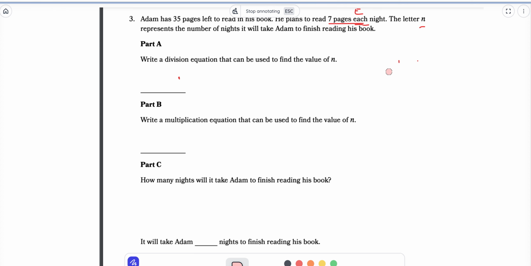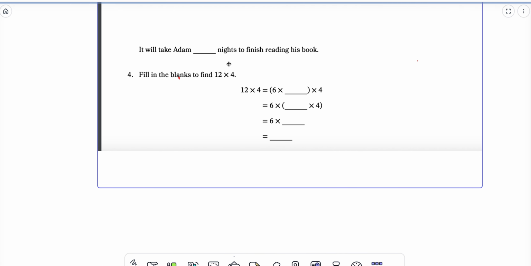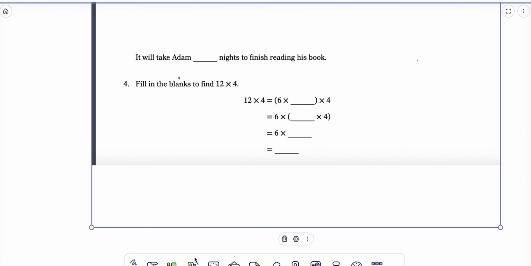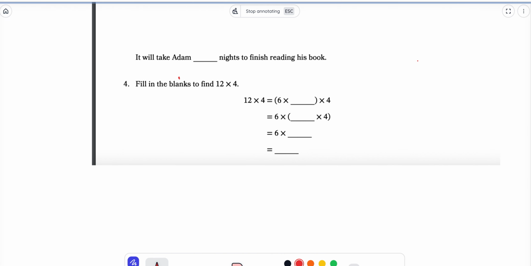And we are going to do the next one. Okay, here we go. If you're not paying attention, I hope you pay attention now. Fill in the blanks to find 12 times 4. This one is a lot like the one we did, but I don't know if you guys noticed that there's something a little different. So let's take a look, okay?